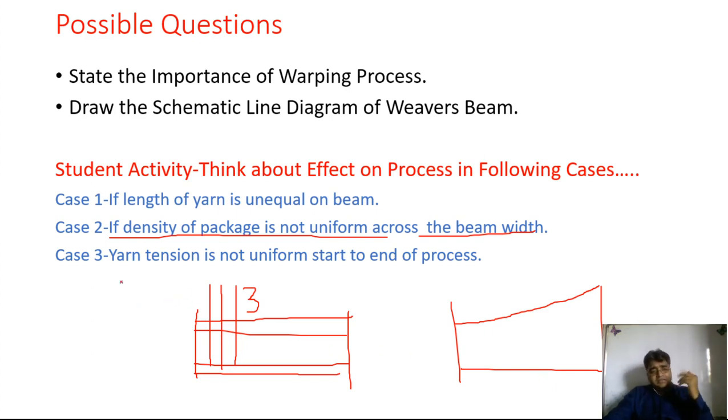Definitely case number 3, that is the yarn tension is not uniform from start to end of the process. Whatever yarn tension is there, this is yarn number 1. In yarn number 1, at the beginning the tension level is only 40 Newton, and after commencing the unwinding of the particular beam, after running 1000 meters of the yarn, you will find the tension is very less. So this is the case where the tension is not uniform within an end and also between the ends.